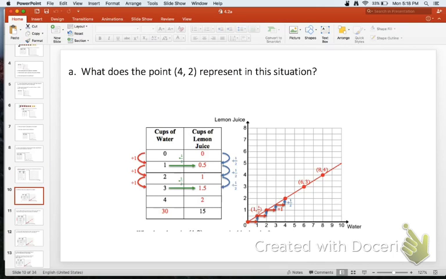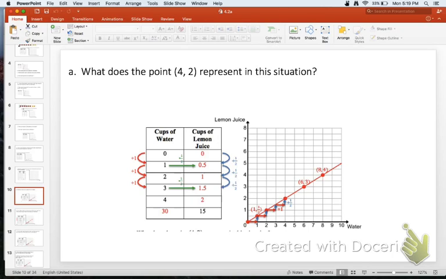Here is the same information we just had, but instead of fractions, we do have decimals. So instead of saying 1/2, we have 0.5. Instead of 1 1/2, we have 1.5, and so on. So now it says, what does the point 4, 2 represent in this situation? Now it's very important that if we are given words, we write words back.